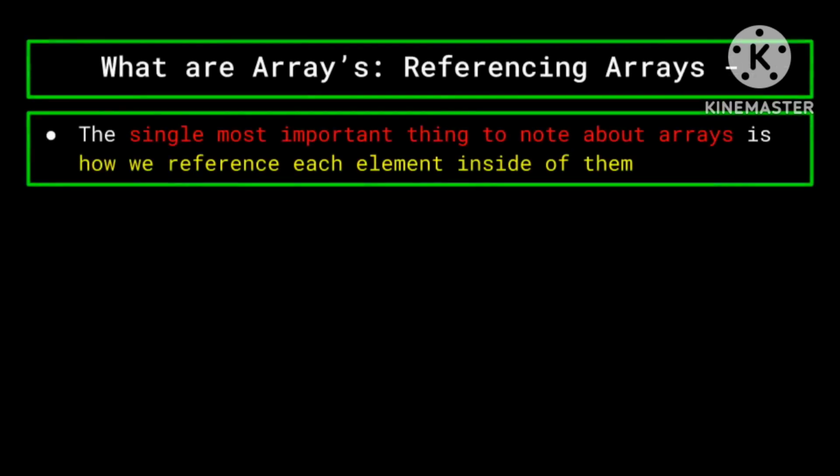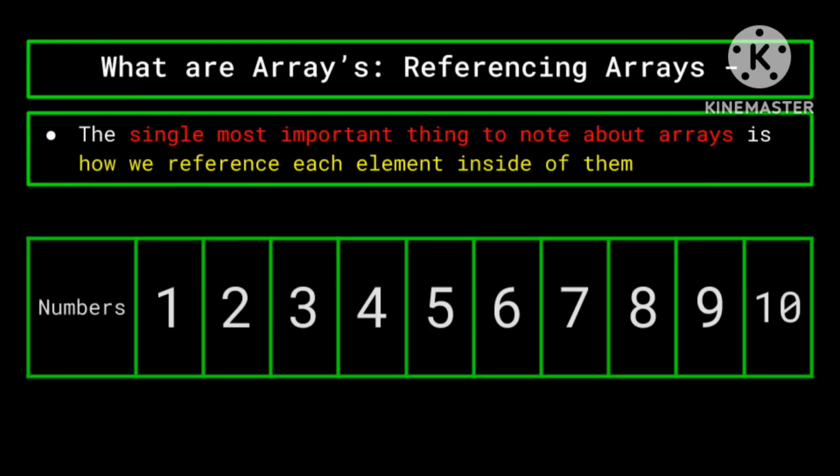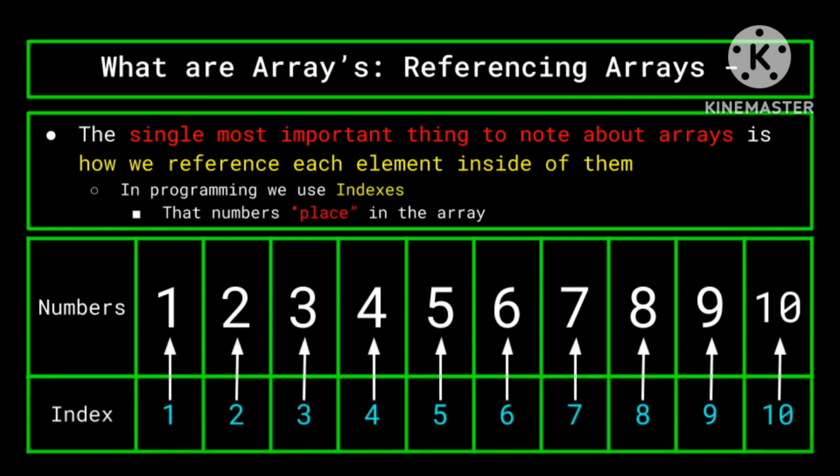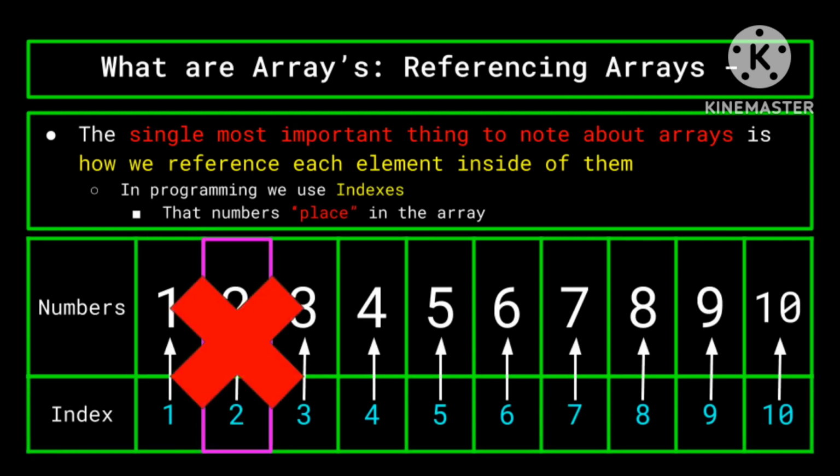Now, the single most important thing to note about arrays is how you reference each element of the array within them. Let's create a basic array called numbers, and inside of it put the digits 1 through 10. Now, when we want to refer to each cell in this array, we would call upon its index. An index is just a fancy way of saying that number's place within the array. Now, you would think that the first integer in this array would be the first index, the second would be the second index, and so on, but that's simply not the case.